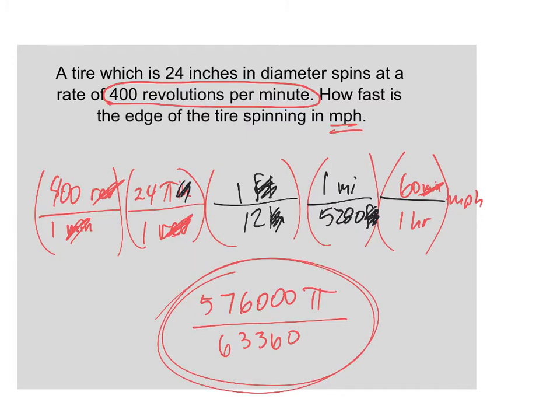Could I simplify it more? Yeah, I guess I could actually, because there's a zero I can chop off here. So 57,600 pi over 6,336.